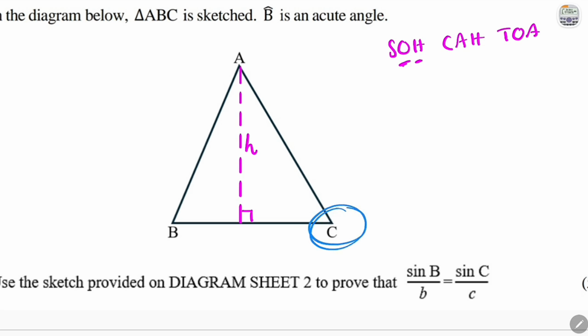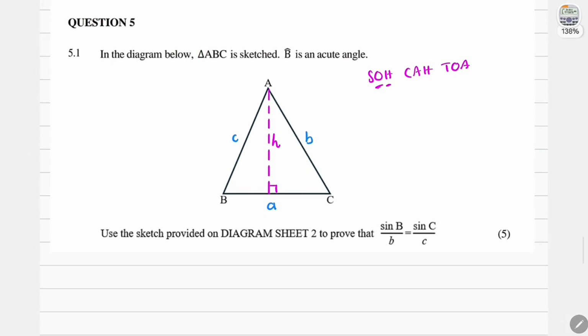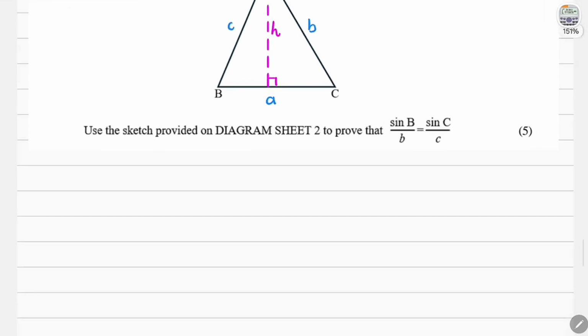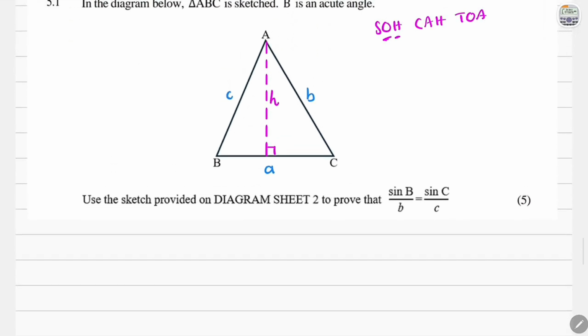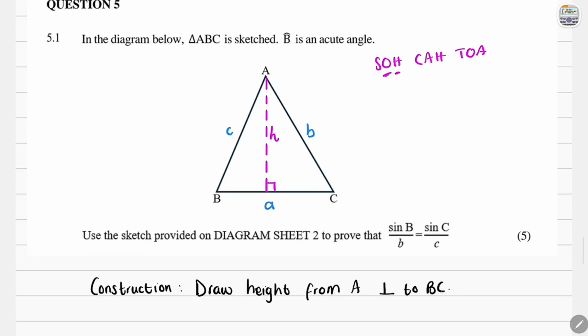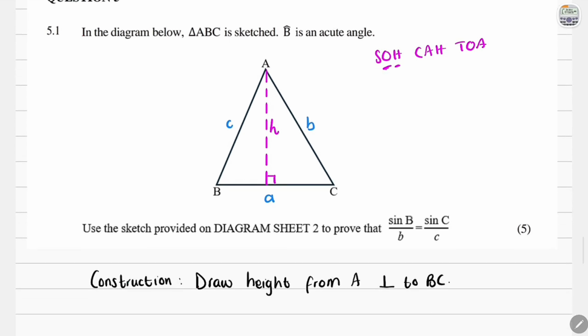We have angle C here, or point capital letter C, so the side opposite it is small letter C. Then this one would be small letter B, and this one is small letter A. Now that we have done that, we can start proving. The only construction that we have made is we have drawn a height. So we just tell them, draw a perpendicular height from A to this base BC. So perpendicular to BC.